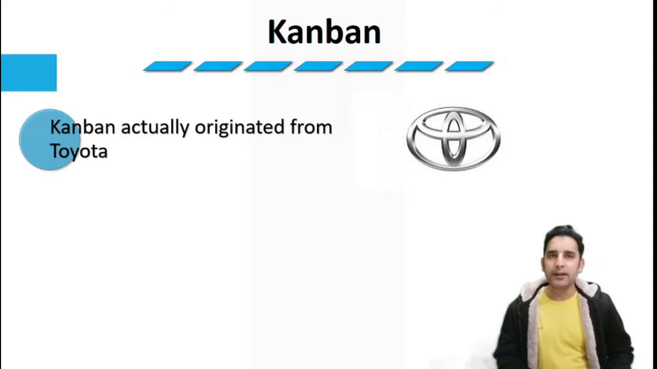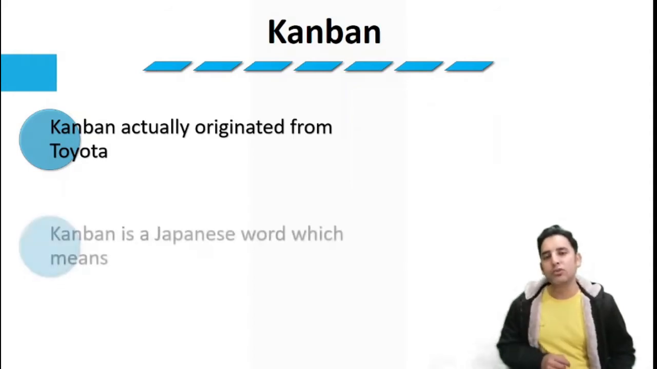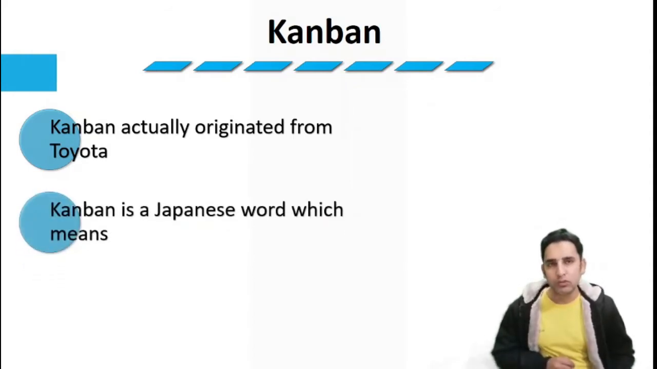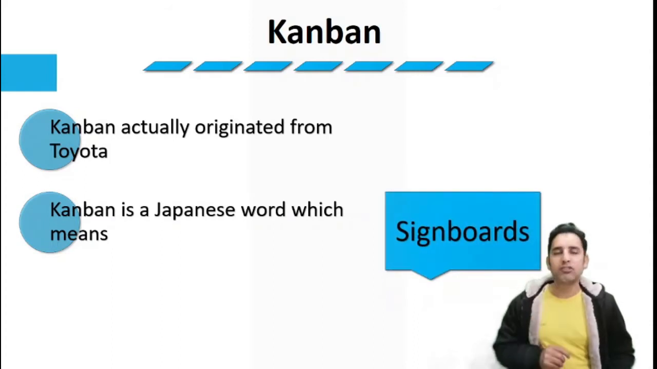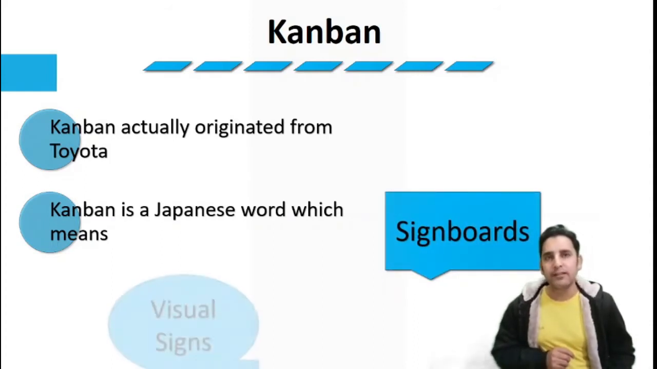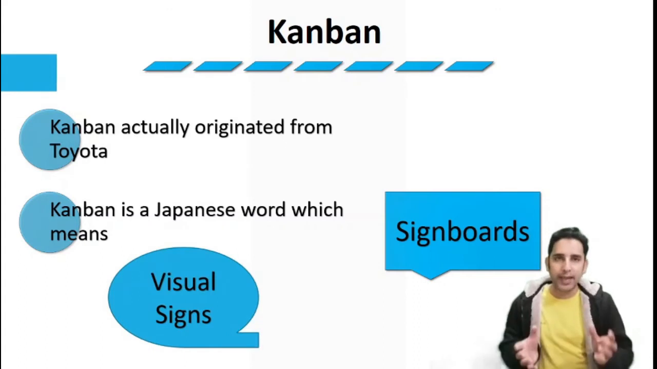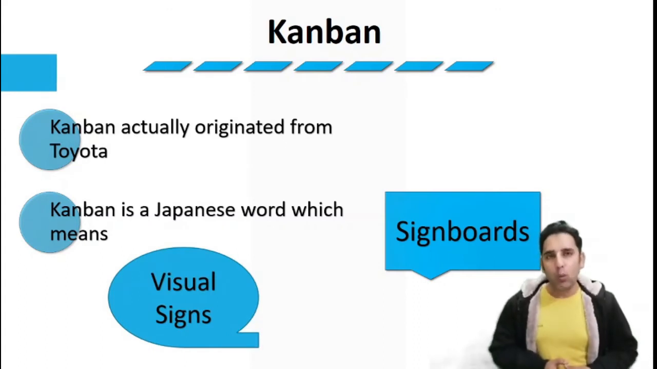Kanban is basically a combination of two words. Kan means visual and ban means cards. So visual signals or visual cards. Together, Kanban means visual cards, cards you can see.